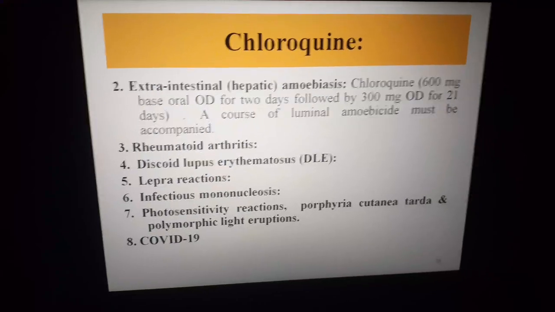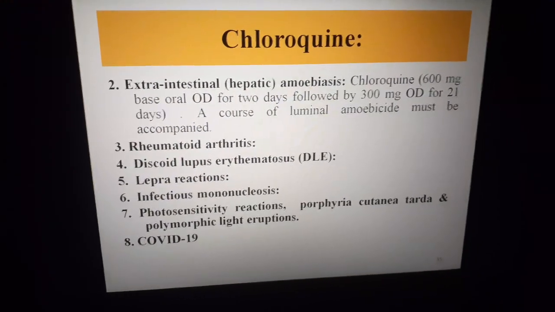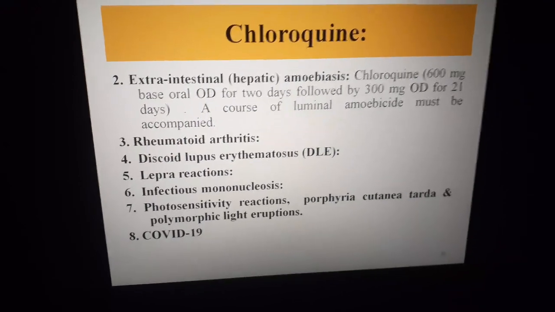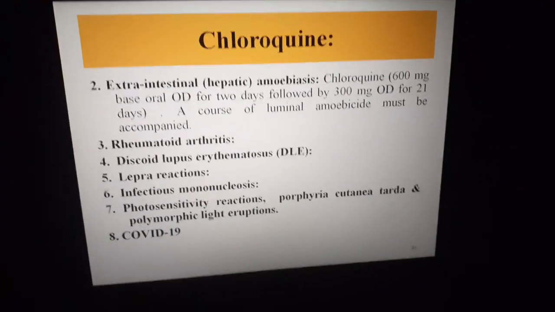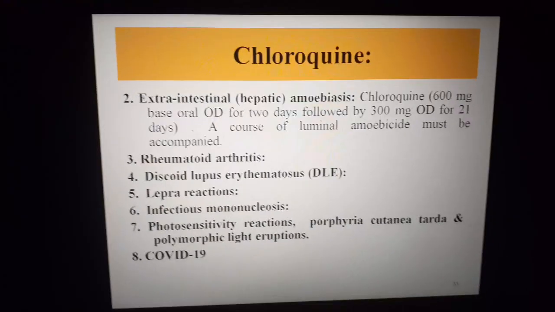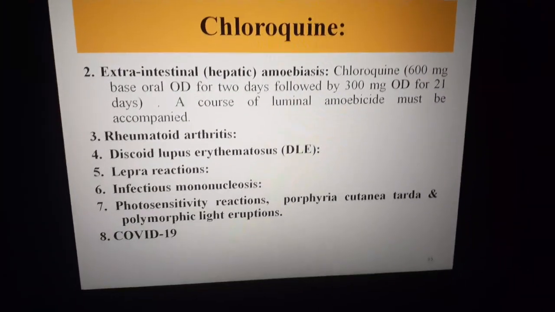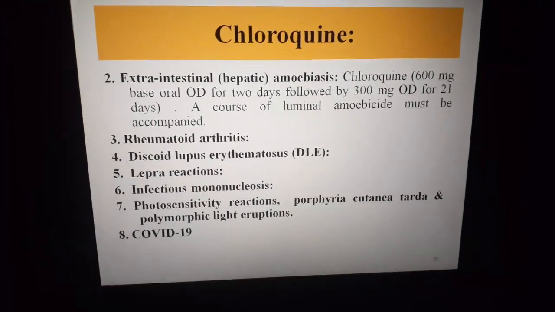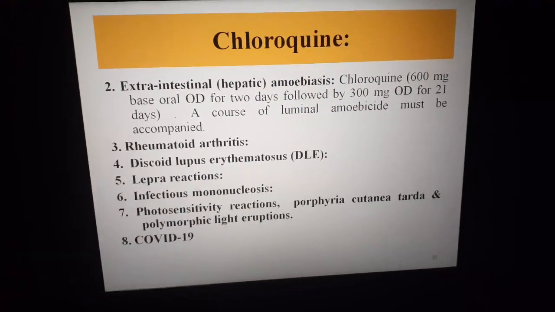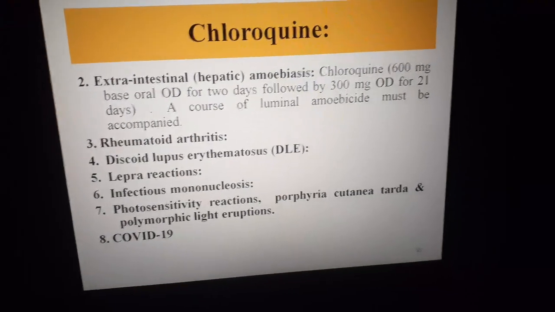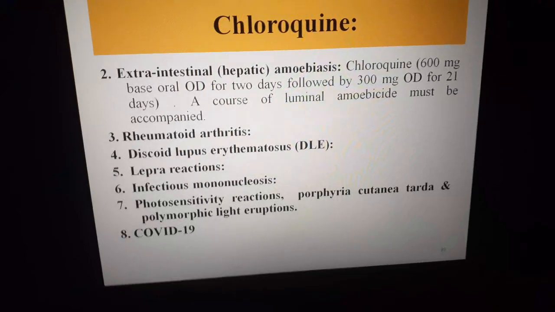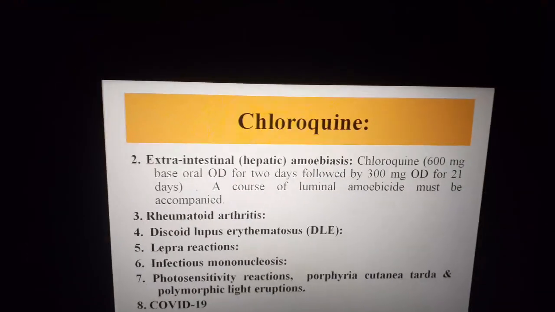Then for extraintestinal hepatic amoebiasis, the preferred drug is metronidazole, but chloroquine may be given if metronidazole cannot be used. Rheumatoid arthritis: the indication of chloroquine in rheumatoid arthritis is due to its anti-inflammatory action. Similarly, discoid lupus erythematosus, lepra reactions, infectious mononucleosis, photosensitivity reactions, porphyria cutanea tarda, polymorphic light eruptions, and we have seen that in pandemic COVID-19, chloroquine was also used.